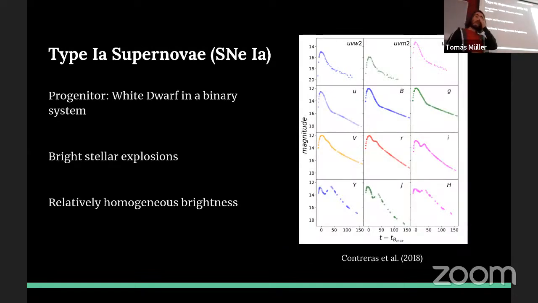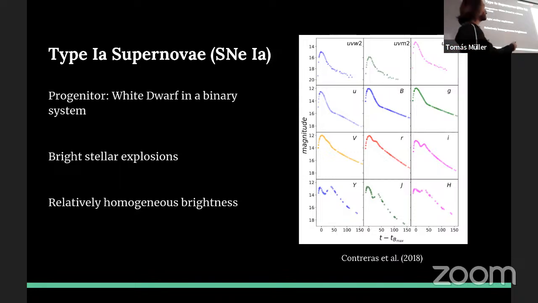Now, into type 1a supernovae. Krista already gave a wonderful description of what they are, so I will not go much into the details. They come from a white dwarf in a binary system, and they are very bright explosions, and they are relatively homogeneous.